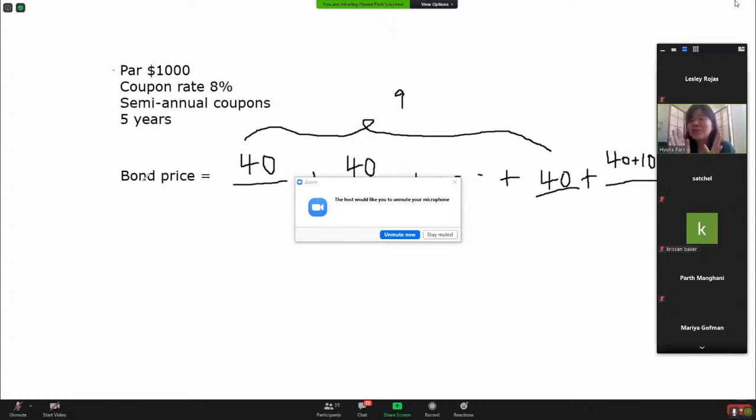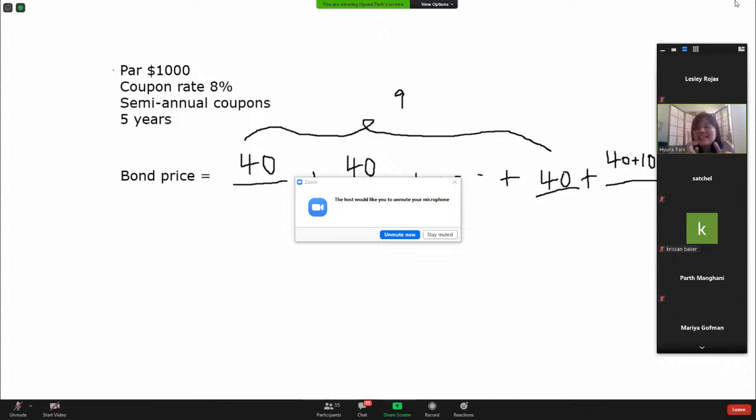So what should we do? Here is my question. Did I give enough information to calculate the bond price? The answer is no, right? One piece of information is missing. What kind of information is missing? Yes, yield to maturity, not yield to date.